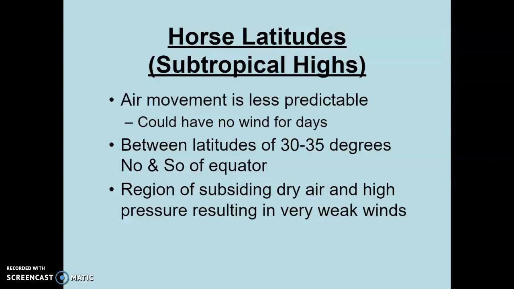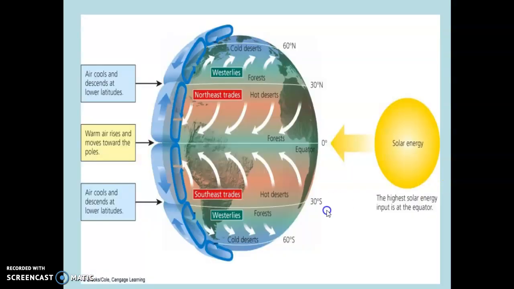All right, so horse latitudes. These are what we call subtropical highs. Air movement is not nearly as predictable. It could be dead for days. And this is where I was pointing to on one of those prior pictures. So it's between 30 and 35 degrees, so along this line here, and here.